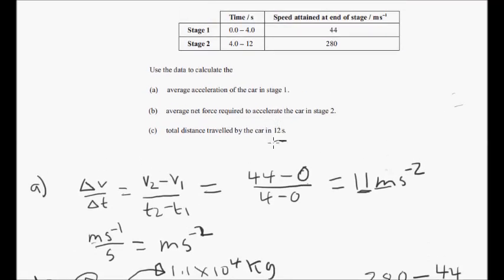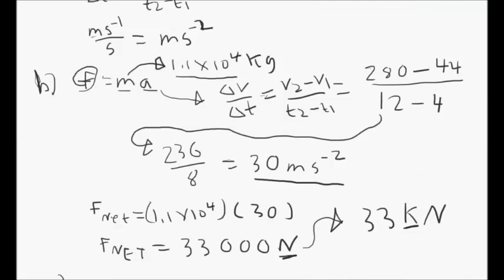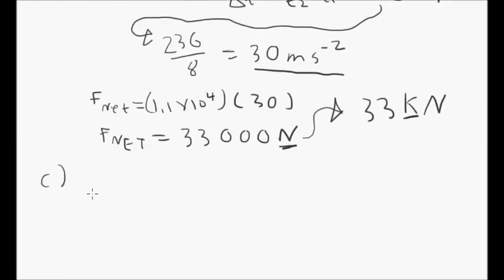So, the main method you want to use is to find how much distance you traveled in stage 1, how much distance you traveled in stage 2, and then add those two distances to find how much total distance the car traveled in 12 seconds. So let's calculate the distance traveled in stage 1. The kinematics equation I'm going to use is distance is equal to initial velocity plus final velocity over 2 times the time.